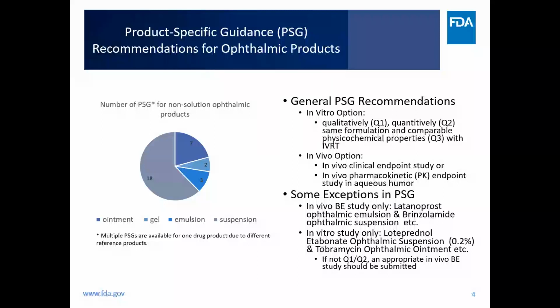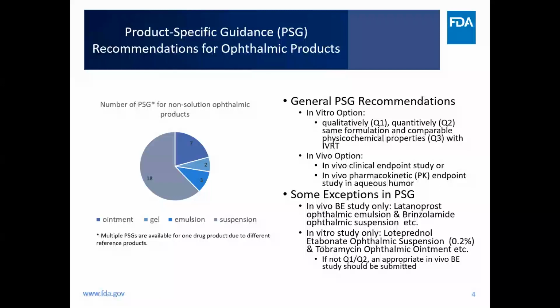In general, the PSG gives in vitro and in vivo options. Typically the Q1, Q2, Q3, and comparative IVRT were recommended for the in vitro option. Clinical endpoint study or PK endpoint study in aqueous humor were also recommended as an in vivo option. There are some exceptions. The PSG only recommends in vivo BE study without in vitro options, such as travoprost ophthalmic emulsion and brinzolamide ophthalmic suspension.